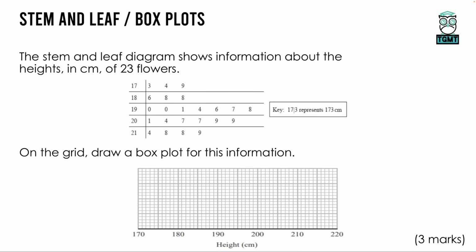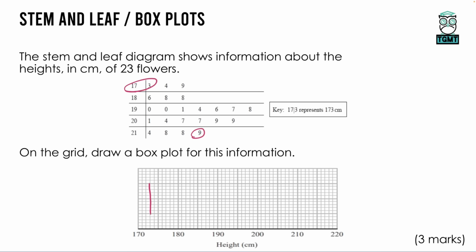Okay, so looking at a stem and leaf diagram with a box plot. Now for a box plot, it's quite nice to plot the lowest and the highest value. And we can see that in the stem and leaf. We have this number here, and also this one just here. Look at the key to make sure that you know what those numbers represent. The smallest number there representing 173. So that's just here.